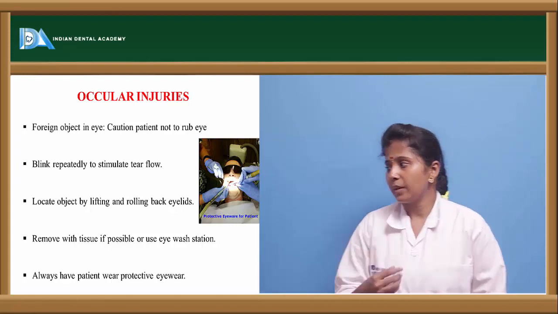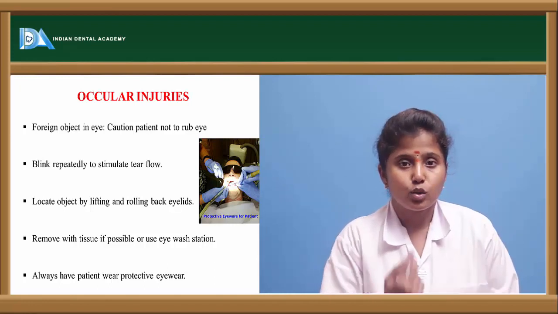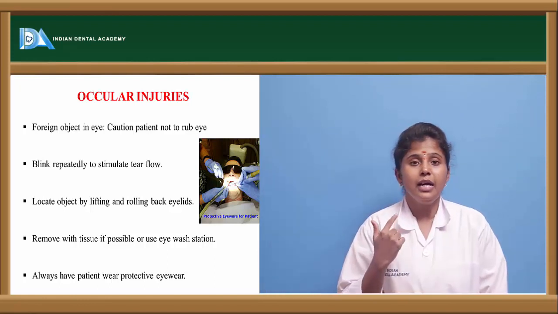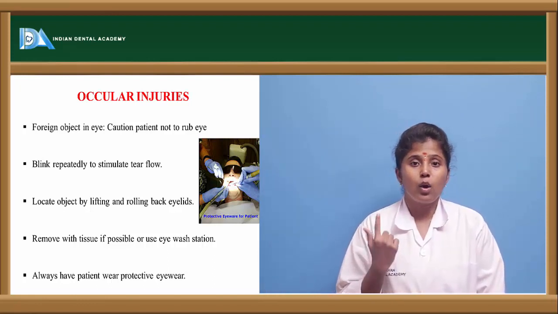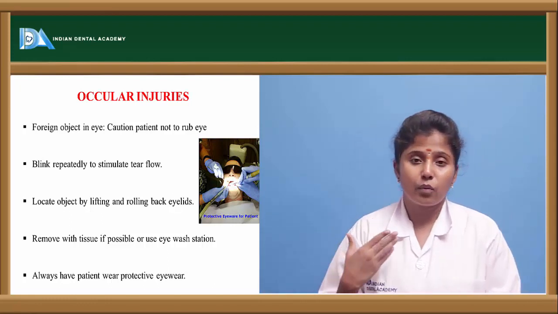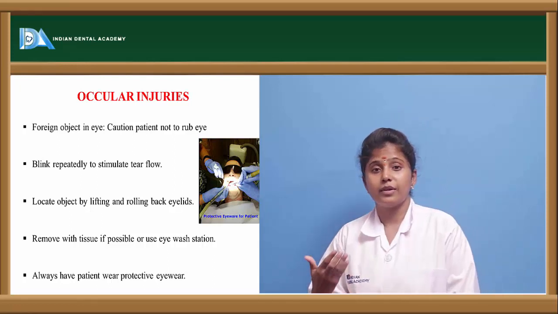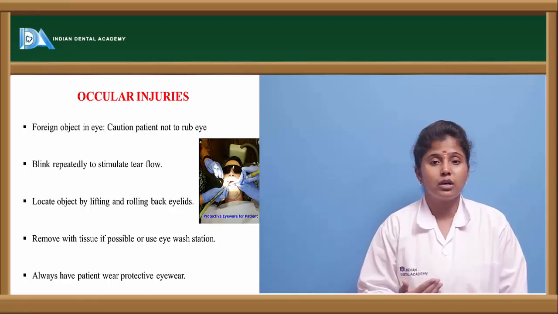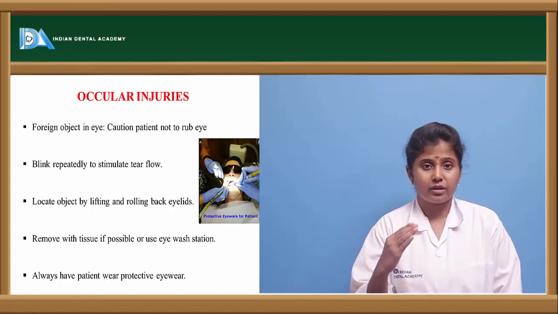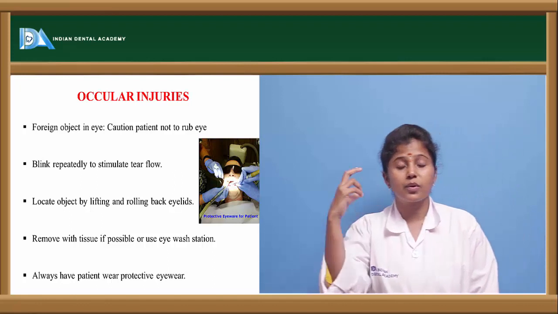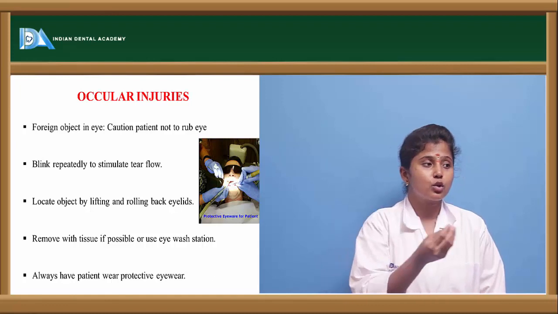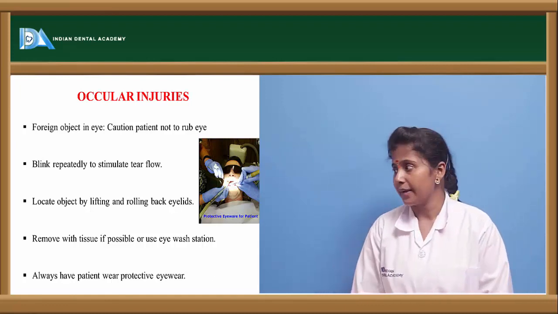And locate the object by lifting and rolling back the eyelids. So in order to make our vision proper, we need to rotate our eyelids, and thereby if there are any foreign objects inside, they may move and come out. And we need to wash the eye with proper water. We need to wash our eyes with distilled water in order to remove any dirt particles, and the person should be given protective eyewear. So if he is giving the treatment, then proper eyewear glasses should be given to that person so that foreign particles don't enter his eye.